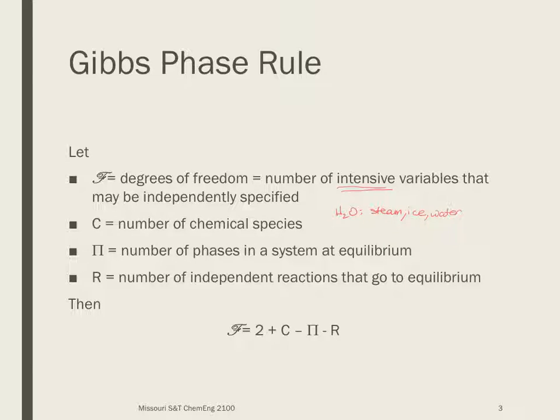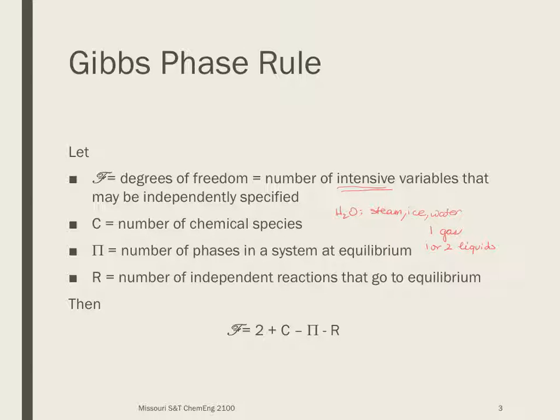The number of phases in a system at equilibrium is sometimes confusing to people. You can only have one gas phase. Gases will mix. If they're at equilibrium, they will mix. Liquids mostly mix, but sometimes you can get a layering of liquids, and so you can have one or two liquid phases.